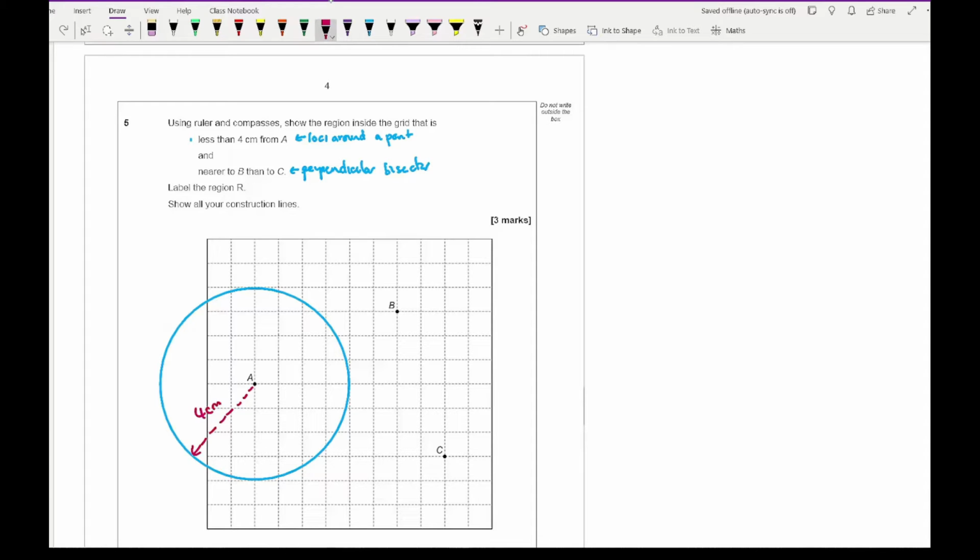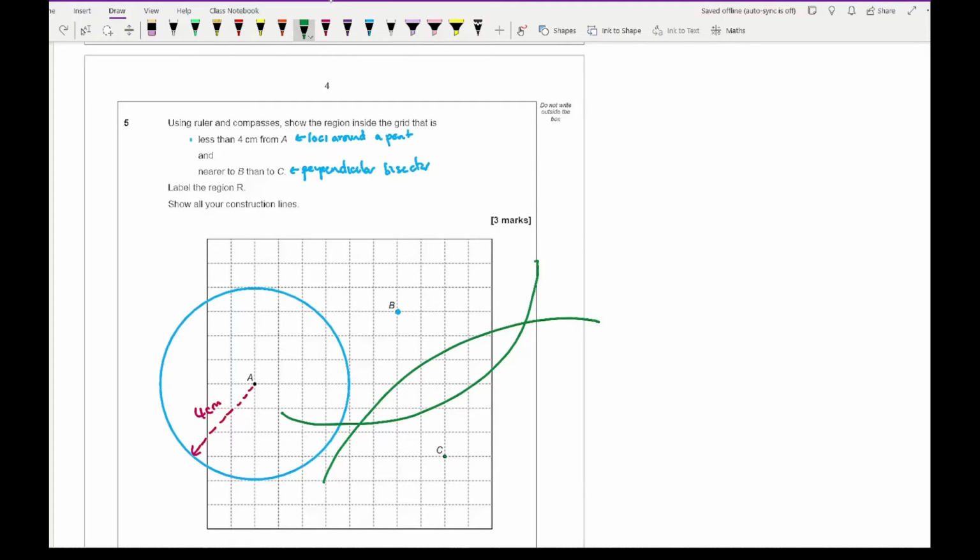The next thing I need to do is draw a perpendicular bisector between B and C. For this, you need to set your compass to a distance that's more than half between B and C. Then you put your pin on B and draw an arc, which I'm going to do in a different color, and it should look something like this, sort of between B and C. Then you put the pin on C without adjusting the compass, and you do another arc like so.